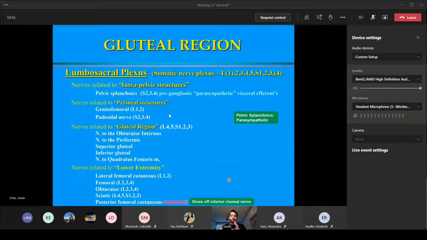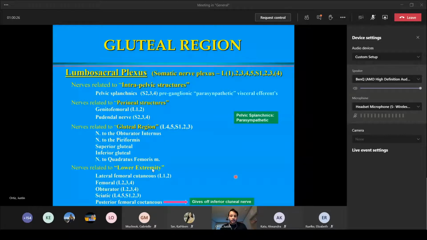Does anybody remember what the dorsal primary rami was? What was so important about that? Why did we need to know that? True deep back muscles. Yeah, so the dorsal primary rami are for true deep back muscles, and they're also going to be important for branching off the superior and middle cluneal nerves. So I would add that to your reservoir in regards to what the dorsal primary rami are important for. In regards to the inferior cluneal nerve, that comes off the posterior femoral cutaneous, which will show throughout this lecture.